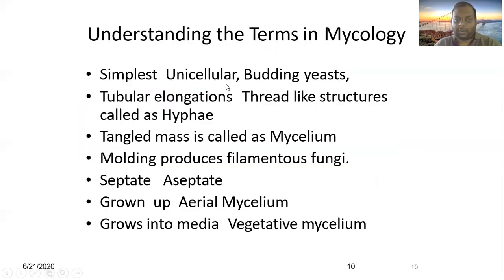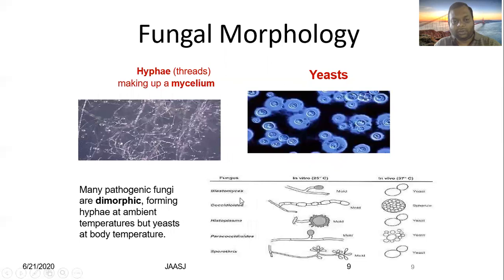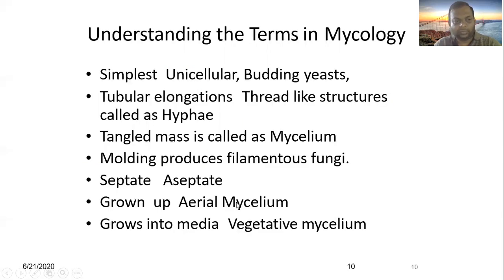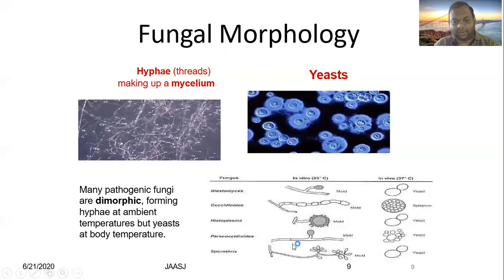So now I think you are familiar with the simplest unicellular budding yeast, then tubular elongation. That's how it forms hyphae, then mycelium, then filamentous forms. Also, there are a few about filamentous fungi. Here there is a demarcation, so the term septate means a proper, true septate. Some are aseptate; here all are, you can see no septa. Here you can see a septate.